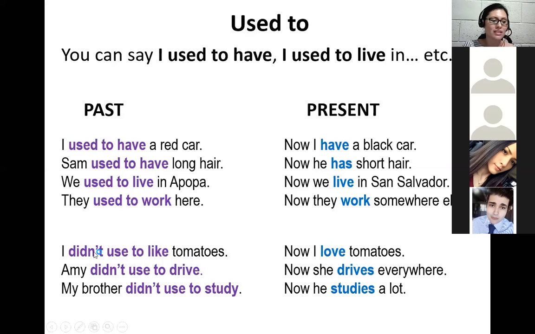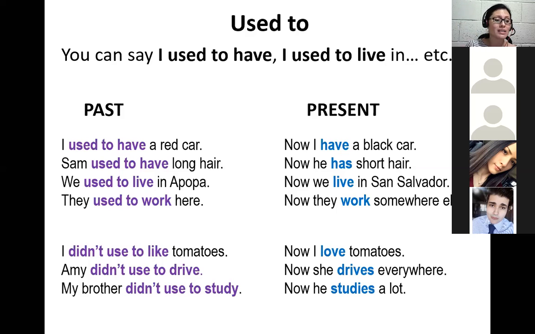Now, if you see, ya el used to ya no lleva the letter D, right? ¿Por qué? Porque ahora es didn't el que toma esa función. Didn't está diciendo, number one, que ese hábito pasado lo estoy expresando de forma negativa. Y también que lo estoy expresando en pasado, right? I didn't used to like tomatoes, okay? Por eso es que ya no ven la letra D a la par de used to, porque ahora didn't tomó esa función. Doble función, decir que es negativo número uno y que está en pasado número dos, okay? So I didn't used to like tomatoes in the past, now I love them.